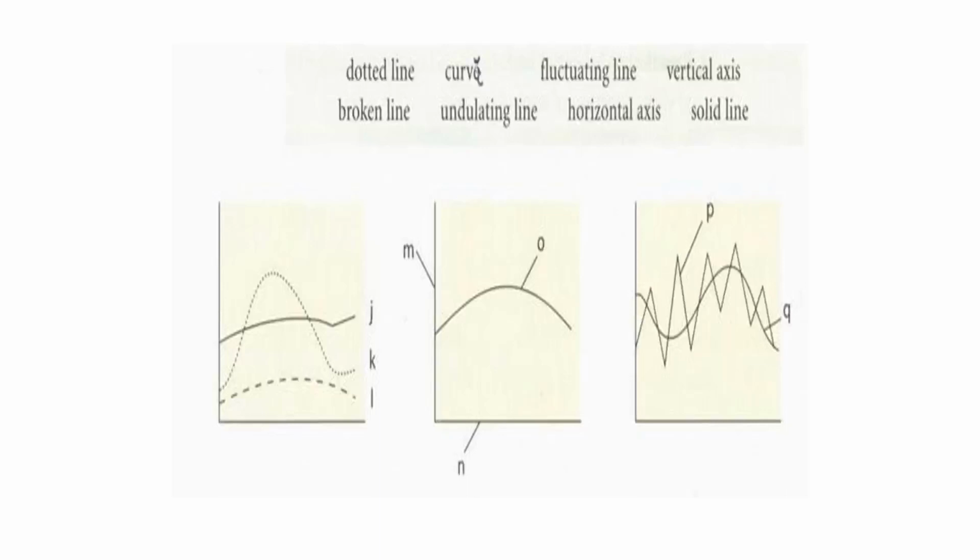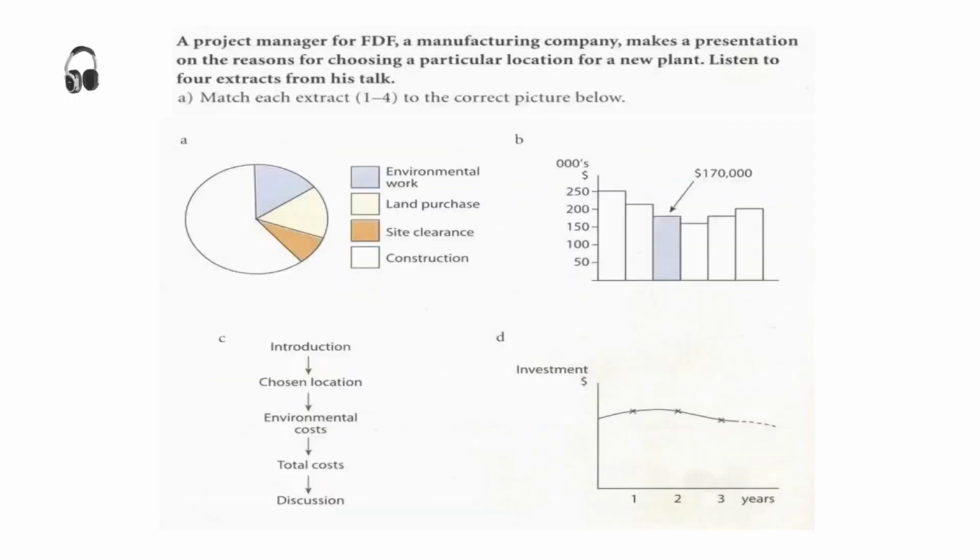Listen to 4 extracts from a talk about choosing a new location for a plant. The first time you listen, match the extract with the correct picture. The second time you listen, write down the key points above each picture.